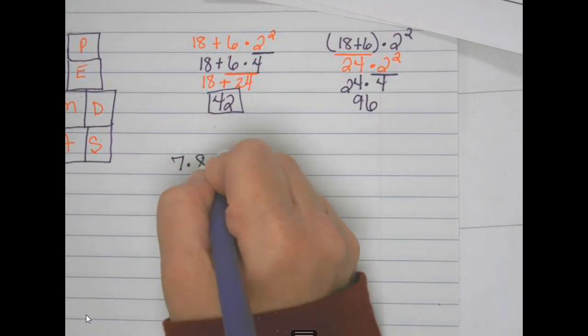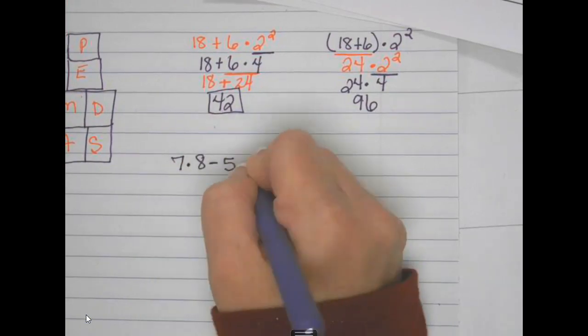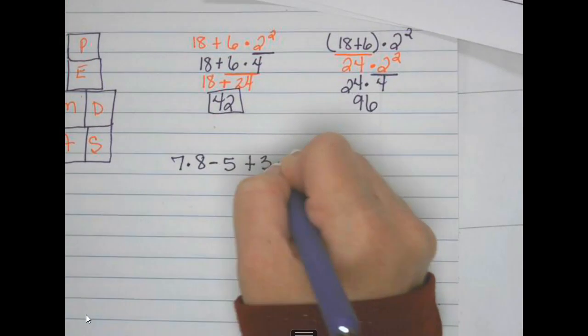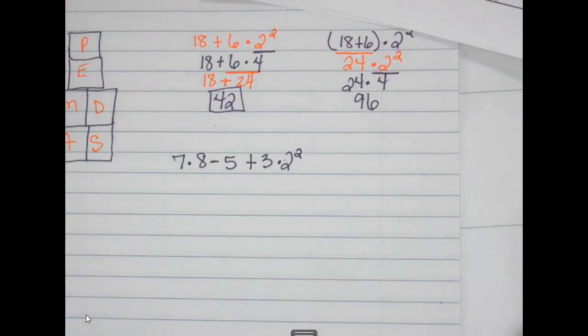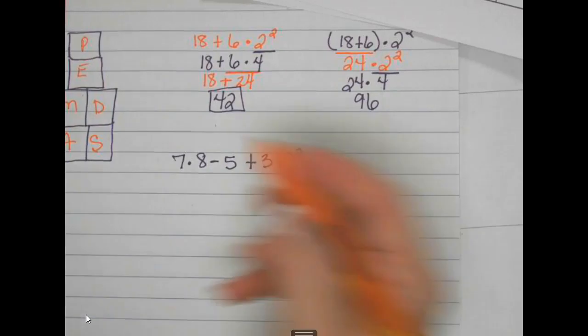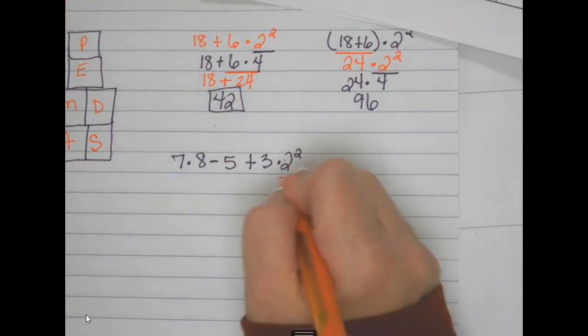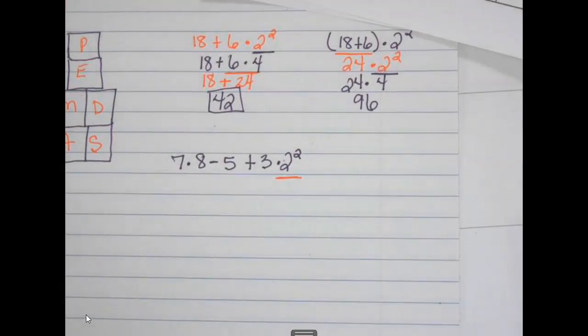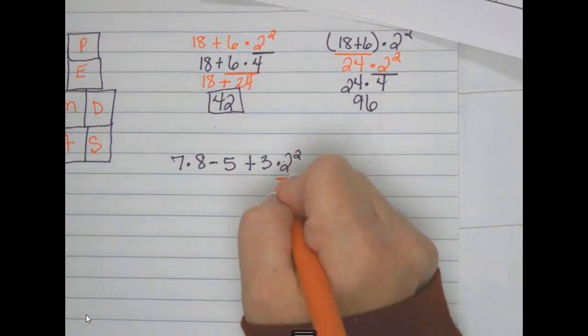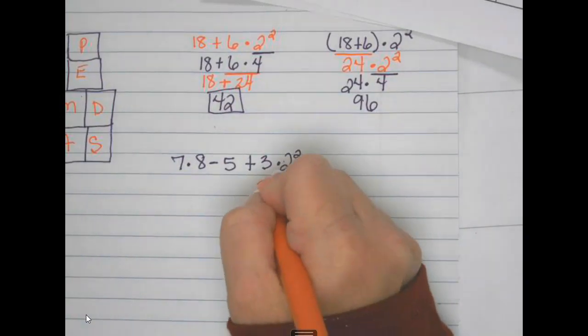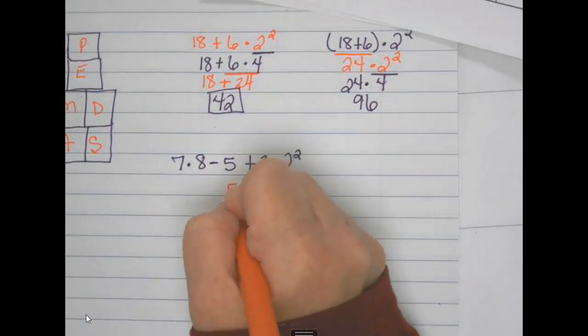7 times 8 minus 5 plus 3 times 2 squared. Break it down step by step. Do we have any parentheses? Do we have any exponents? Underline that exponent that we need to solve. 2 squared is 4. And then everything else is going to come straight down.